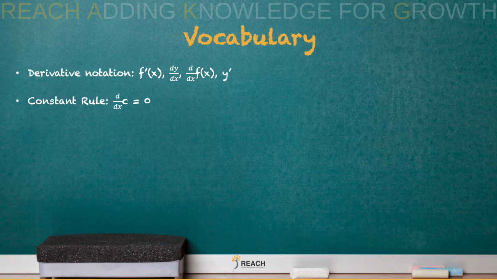The constant rule: the derivative of a constant is 0. The derivative of 5, 0. Derivative of 3, 0. Derivative of 2, 0. Derivative of -1, 0. Derivative of a constant, 0.